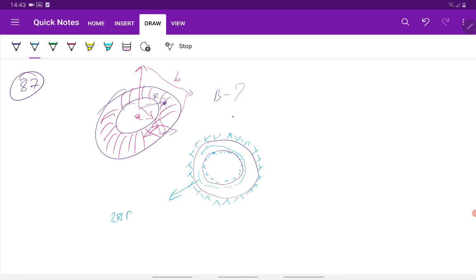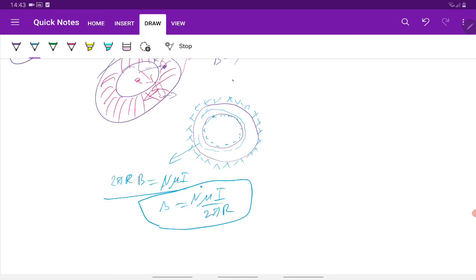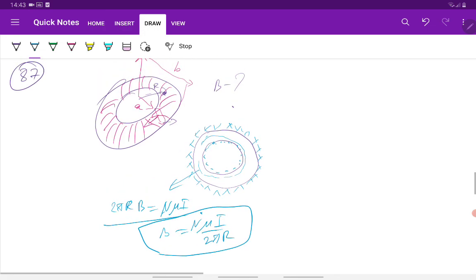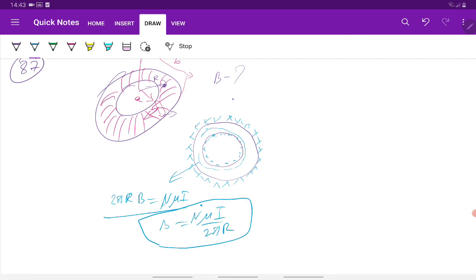So we are given big R, right? B equals to N mu I over 2 pi r. That's all. We found it. This is actually similar to the lecture, I mean in your book, but the main point in this problem is that even though the cross-section of this torus is rectangular, we will anyway get the same answer as in the case of a circular torus. So it doesn't matter, right?